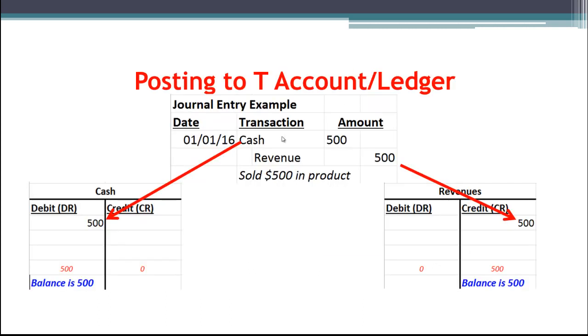Posting the journal entry just means taking each individual line, each piece, and putting it to its respective account. The debit to cash out of this journal entry gets put on the debit side of the cash account in the general ledger, or this T account. The credit to revenue from this journal entry gets moved over to the credit side of this revenue account. And then we keep an updated balance.